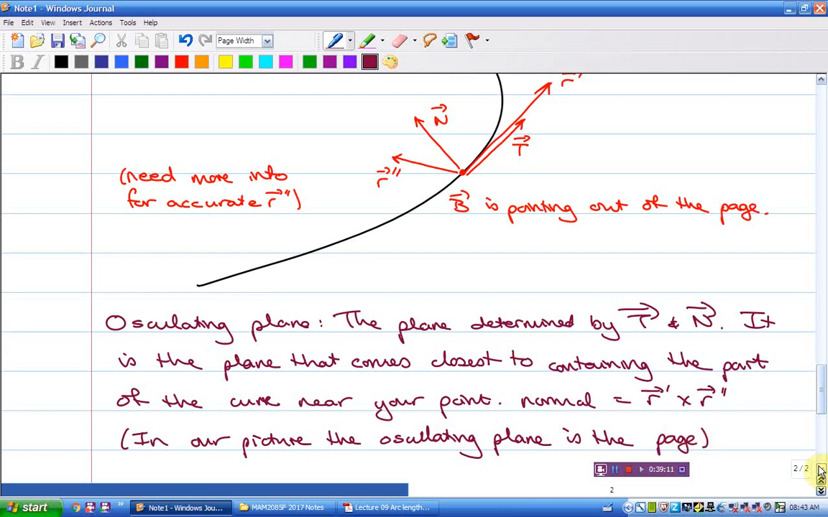Okay, all right, but then we also have the normal plane. The normal plane is normal to the curve. It's orthogonal. It chops right through the curve.